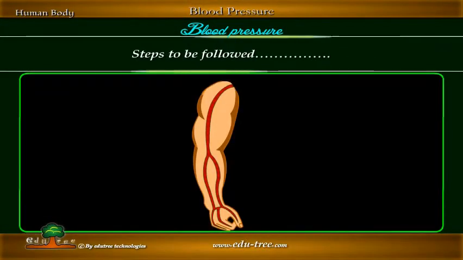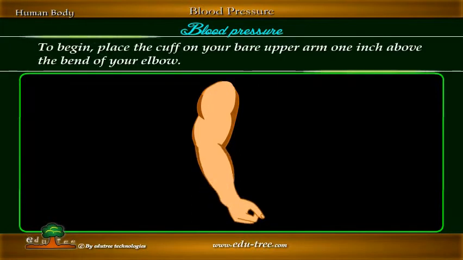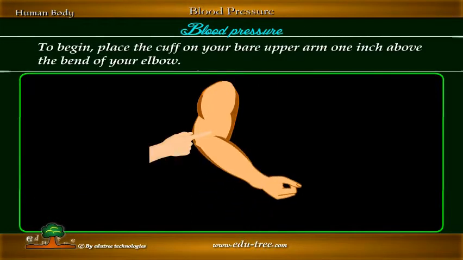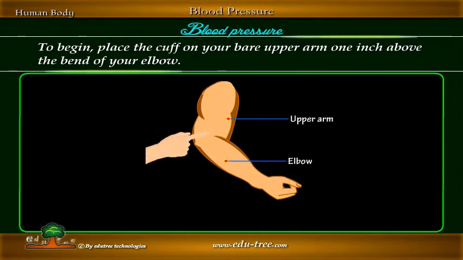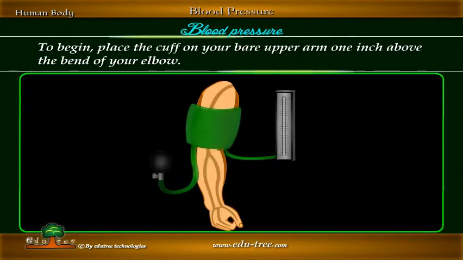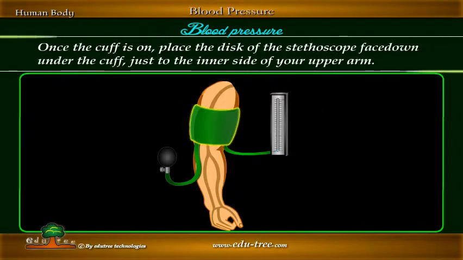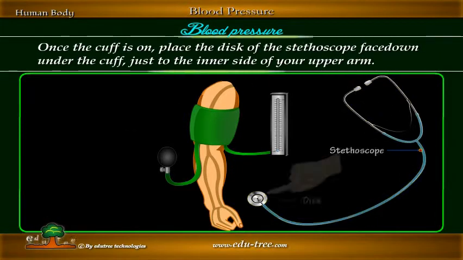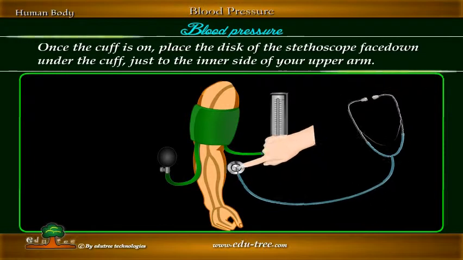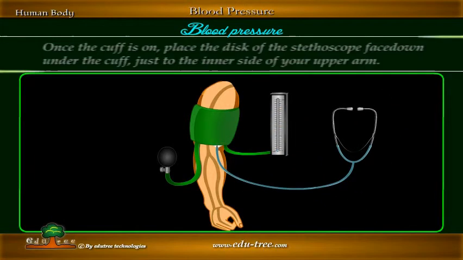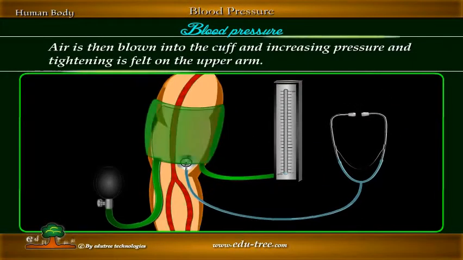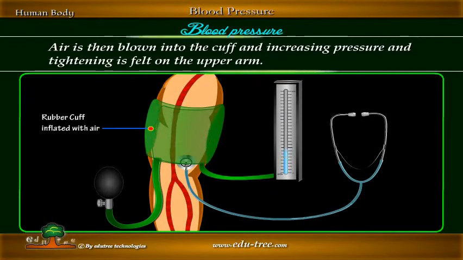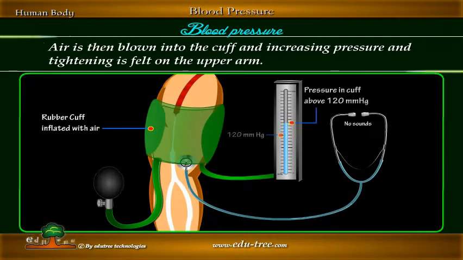Steps to be followed. To begin, place the cuff on your bare upper arm, 1 inch above the bend of your elbow. Once the cuff is on, place the disc of the stethoscope face down, under the cuff just to the inner side of your upper arm. Air is then blown into the cuff, and increasing pressure and tightening is felt on the upper arm.